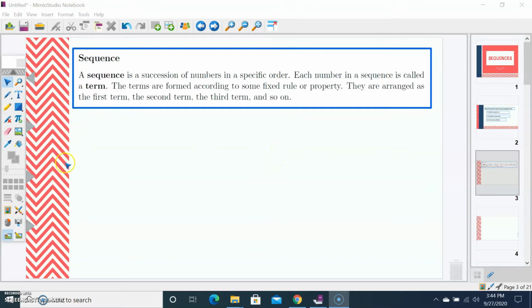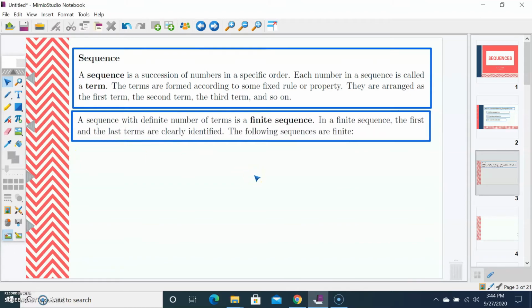So that's why we have two kinds of sequences. The first one is what we call the finite sequence. A sequence with definite number of terms is called a finite sequence. In a finite sequence, the first and the last term are clearly identified. Meaning, alam na alam mo kung ano yung value, ano yung nasa first term, at ano yung nasa last term ng sequence na yon. Examples.